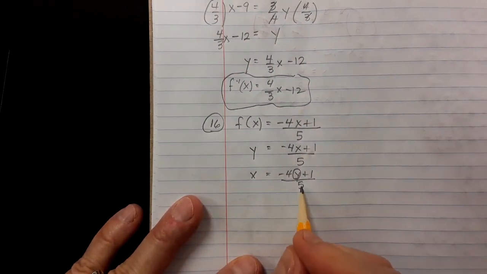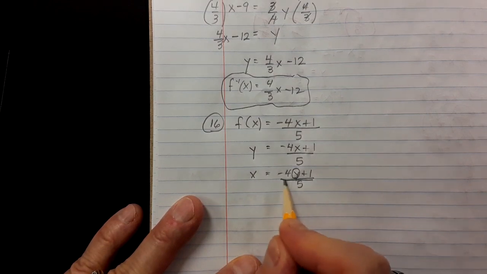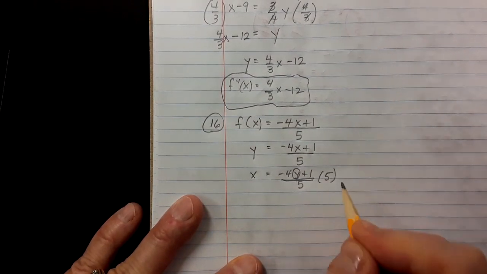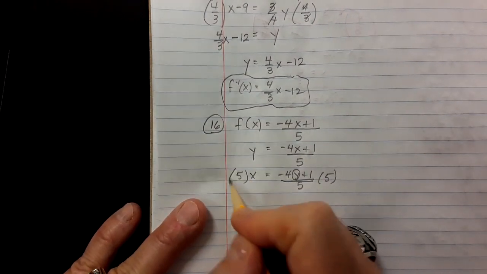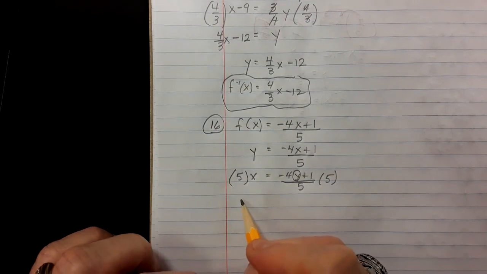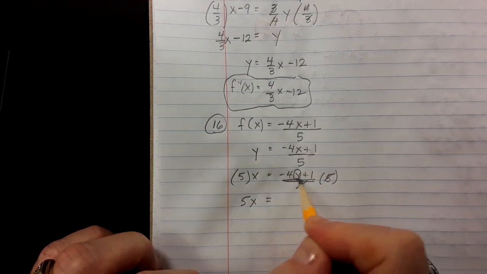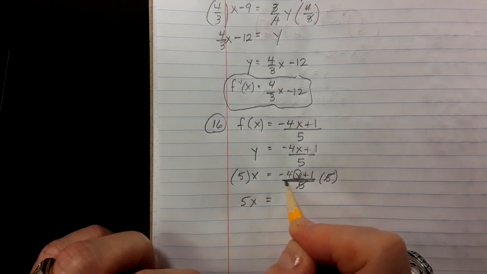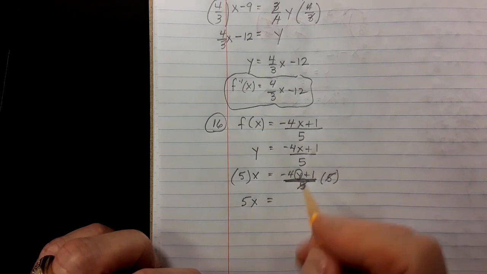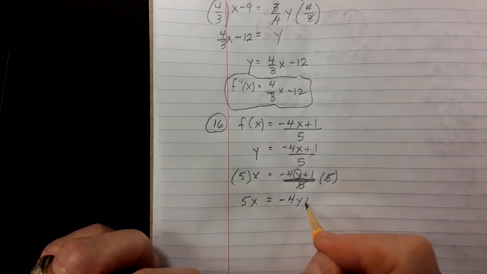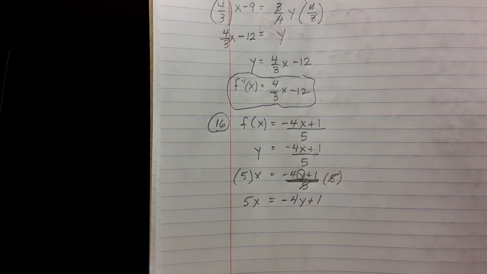How do you get rid of a 5 when it says divide by 5? Multiply by 5. This is a special case. So we're going to multiply both sides by 5. You get 5x equals 5 divided by 5, which simplifies to 1. Why isn't that nice? That looks terrible. So minus 4y plus 1 is your right side.